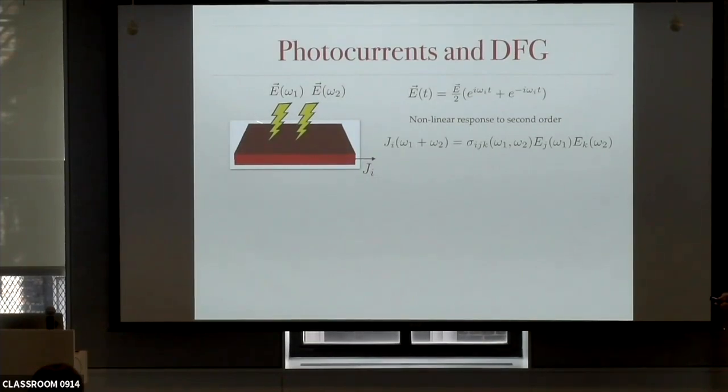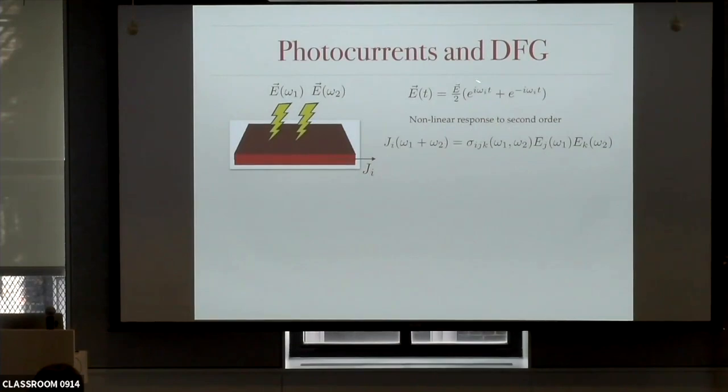What you do now is you shine two beams with frequencies omega 1 and omega 2, and you still produce a current. Now the frequencies are different, so for any nonlinear effect, the output current occurs at the sum of the frequencies that you shine. So for a nonlinear process at second order, this is the general expression that one has.